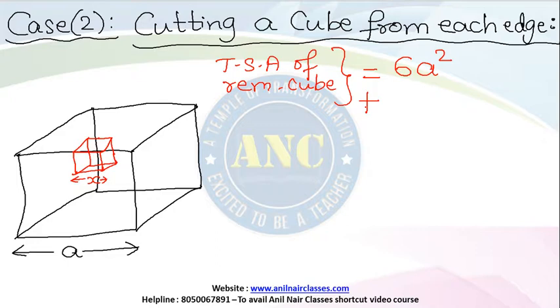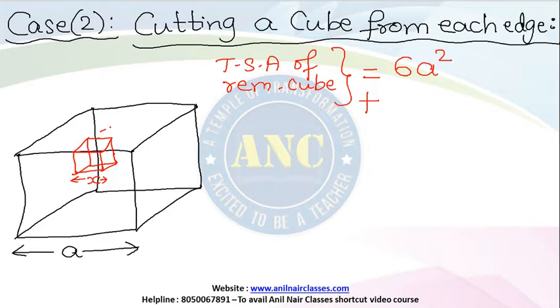Now suppose the small cube is removed from the edge. If this red colored small cube of side x is removed from the edge, then the cube will be touching how many surfaces? How many surfaces will this cube be touching in that case? It will be touching two surfaces. Which are those two surfaces? One is the upper surface and the other one is the side surface.